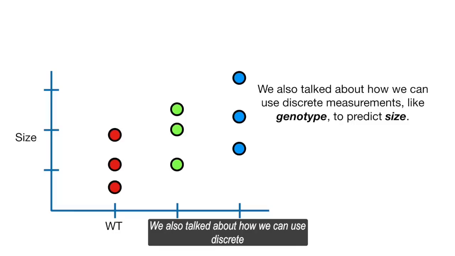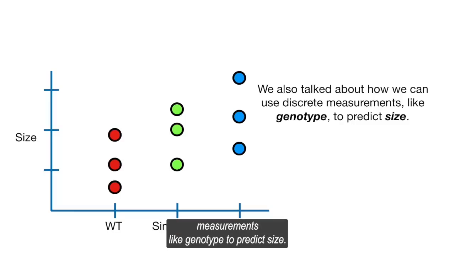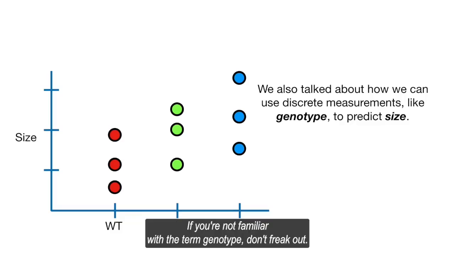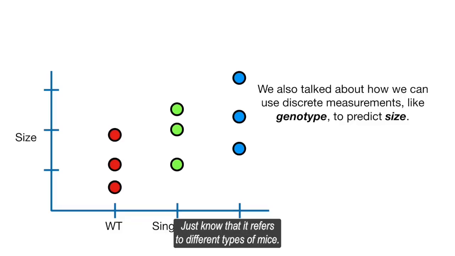We also talked about how we can use discrete measurements, like genotype, to predict size. If you're not familiar with the term genotype, don't freak out. It's no big deal. Just know that it refers to different types of mice.